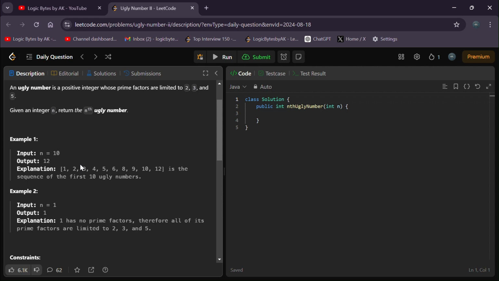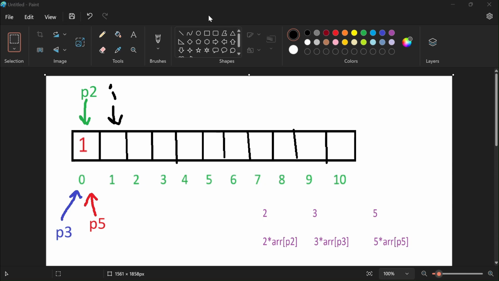So we multiply 1 with 2, we get 2. Let me explain more clearly with a visualization. So wait a minute. So guys, check this out.